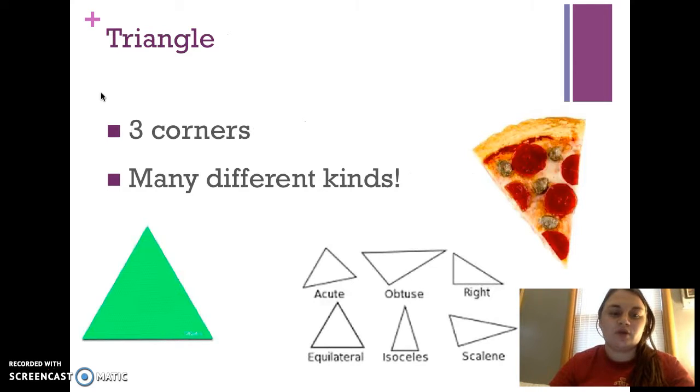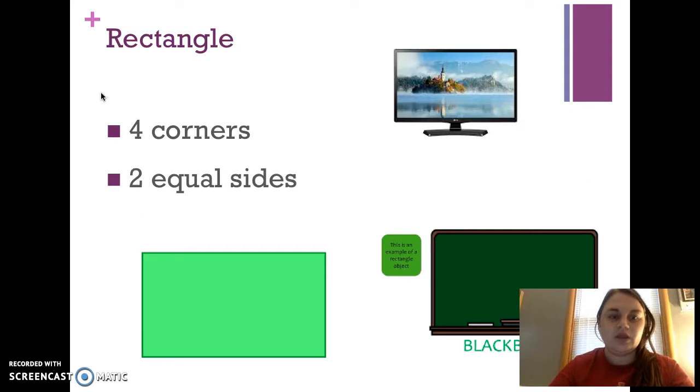A triangle has three corners. There are many different kinds of triangles, as I would tell the students about the picture on the bottom. And I put a picture of a piece of pizza as well. A rectangle has four corners also and has two pairs of equal sides. So I put a picture of a blackboard and of a TV screen to show the shape of a rectangle.